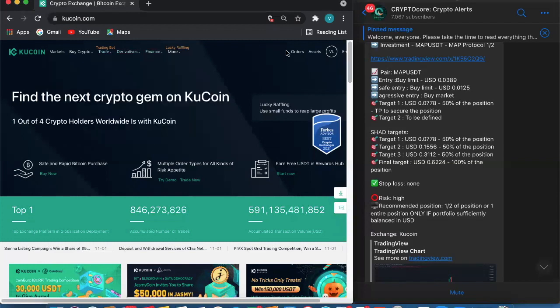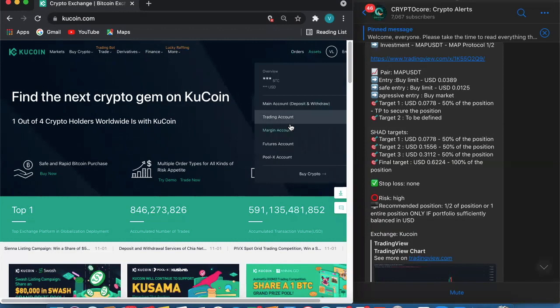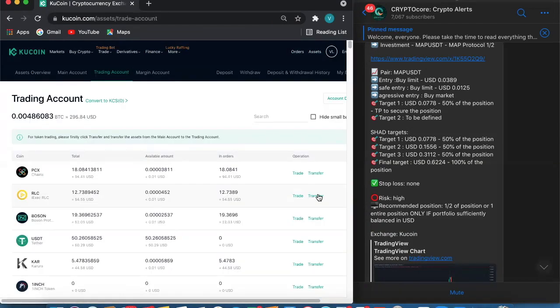So I won't get too much into that, but I'm going to stick with the main topic, which is inputting a trade alert. With that being said, guys, when you do fund the account, you've got to make sure that your funds are in the trading account. There's a main account that you can deposit and withdraw to, and then you transfer that into the trading account. When you deposit funds into KuCoin, it will typically go into your main account.